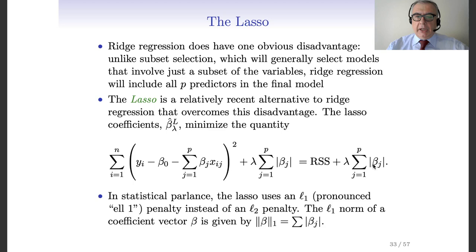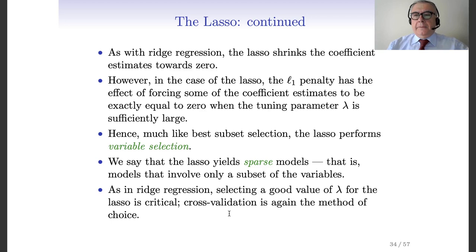The L1 norm of a vector is defined in this way, as the sum of the absolute values of its entries. Excuse me. Let's go on. What's the effect of the shrinking penalty?